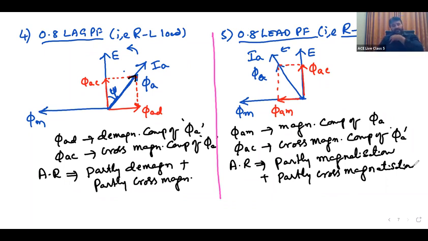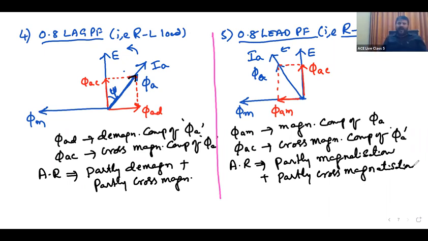Whereas armature reaction for a motor is quite opposite. Why? Because the generator is delivering the current, but the motor is taking the current. The generator is giving the current, the motor is receiving the current. So for the same power factor, the currents are in exactly opposite directions. When the current is opposite, the armature reaction is also opposite.